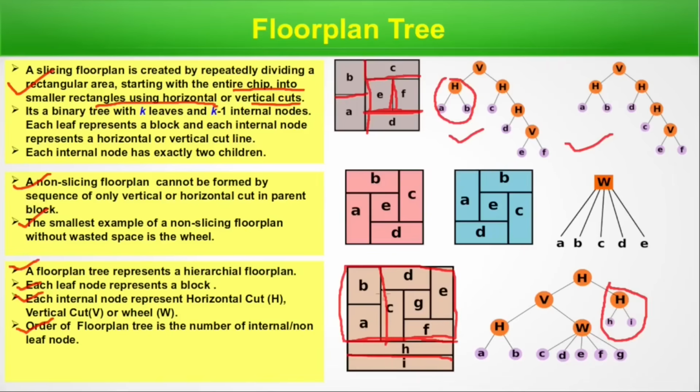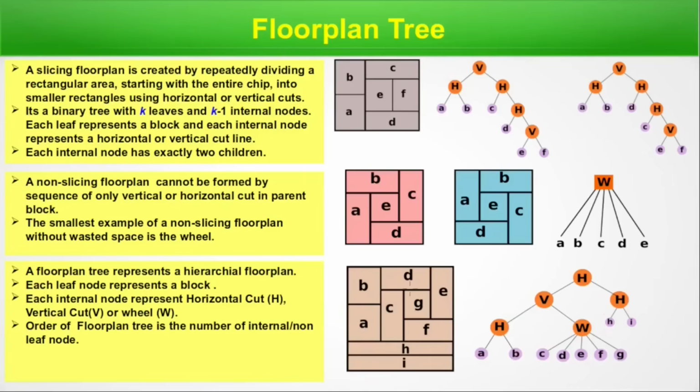So between A and B there is a vertical cut, and again a horizontal cut between them. So A and B. And here just look, it's similar to this structure. It's a wheel. So C, D, E, F, G is a wheel. So we can represent this floor plan using a tree. Now we are done with this slide. We will move to the next slide.